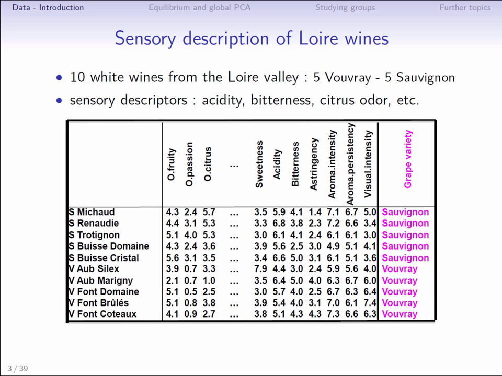The table shown here concerns the evaluation made by a jury of experts, enologists. We can see to the right of the table a qualitative variable that characterizes wines, grape variety, that can be either Vouvray or Sauvignon. This rectangular table, with individuals as rows and variables as columns, can be analyzed by PCA with the qualitative variable, grape variety, treated as a supplementary variable.